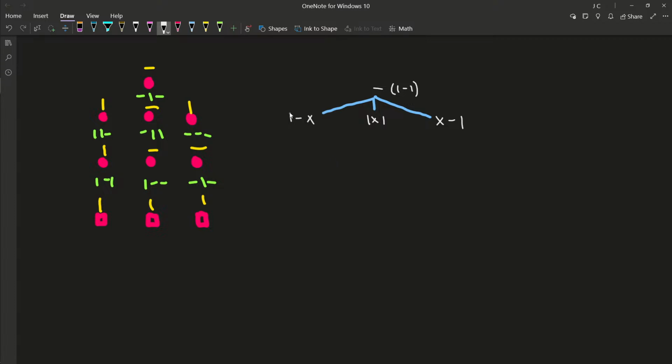So let's just say we're on this branch. Okay, so then we have to say, if we fix this branch in this activation, what are the possible previous layer activations that will produce this?